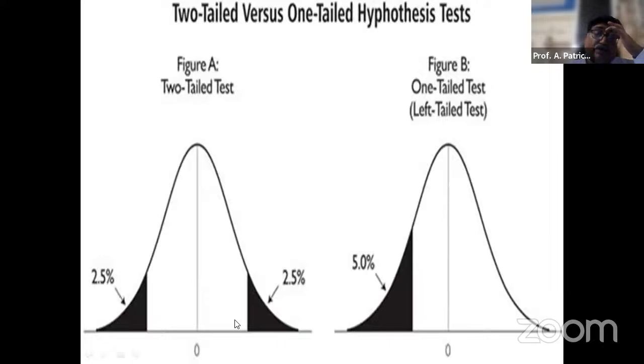So I said the 5% gets divided into 2.5% on the left side and 2.5% on the right side. But if it is a one-tailed test, that 5% comes entirely on the left side. If it is a right-tailed test, that entirely comes on the right side. If it is 1%, it is 0.5% here and 0.5% here.